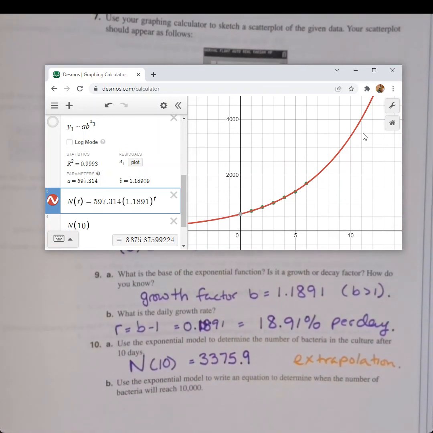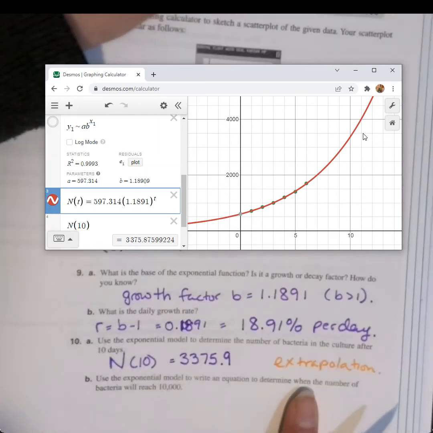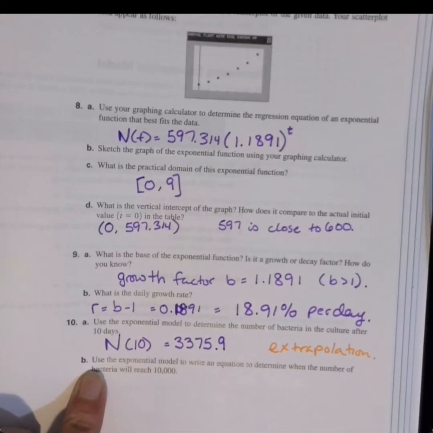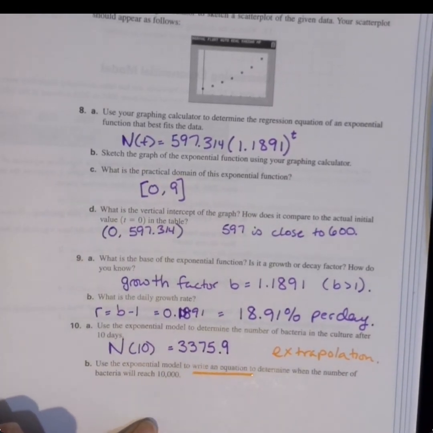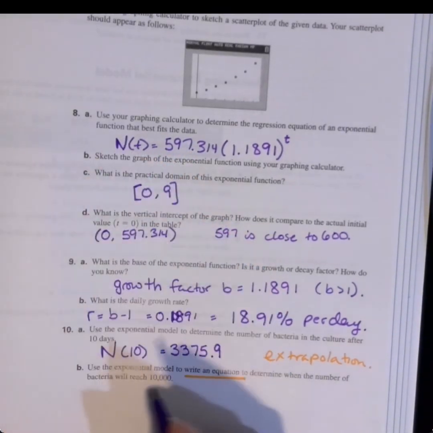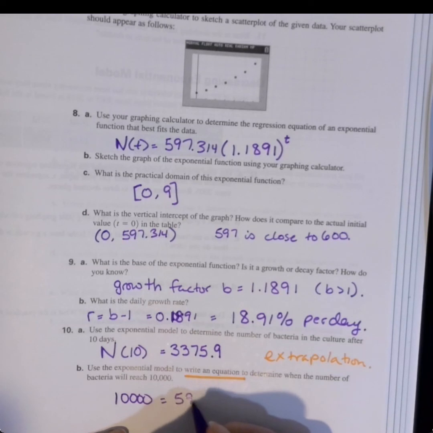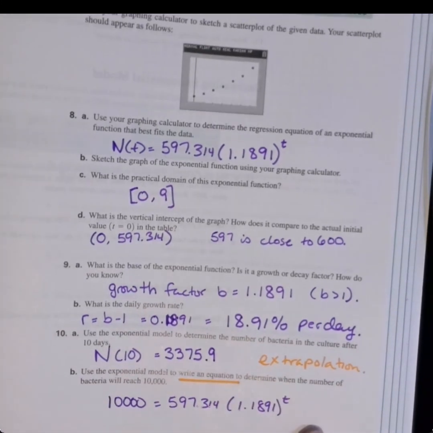All right, so part B, use the exponential model to write an equation. I'm going to follow my directions this time, to write an equation to determine when the number of bacteria will reach 10,000 bacterium. We'll solve it in a minute, probably on the next page. If they just want me to write the equation, they're trying to make sure I know what to do with this 10,000. This is an output value, so I'm going to plug it in for the output side of the equation. So I would do 10,000 equals 597.314 times the 1.1891 to the t. That's the equation that I need to solve.